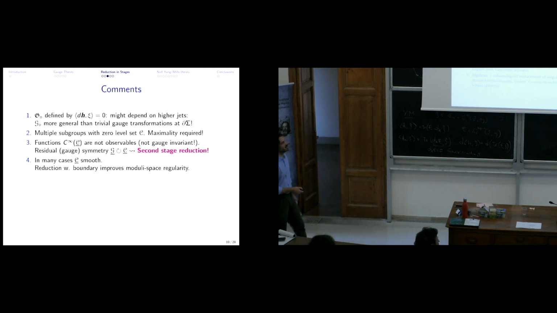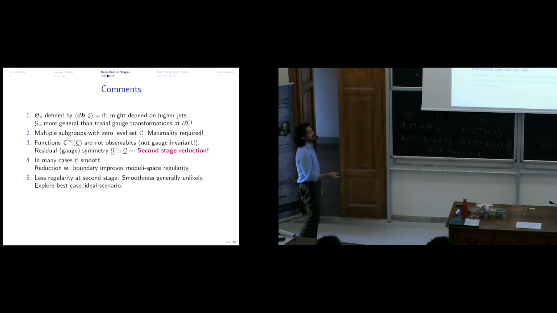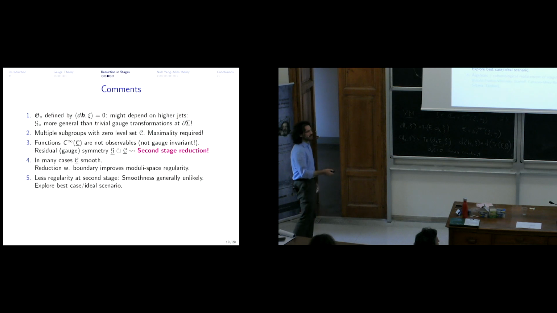And this means that reduction with boundary does in fact improve the regularity of the moduli space. It's going to be infinite dimensional, but okay, this is life. At second stage instead, we expect way less regularity, and smoothness is generally going to be unlikely. But let me still explore the best case scenario here.